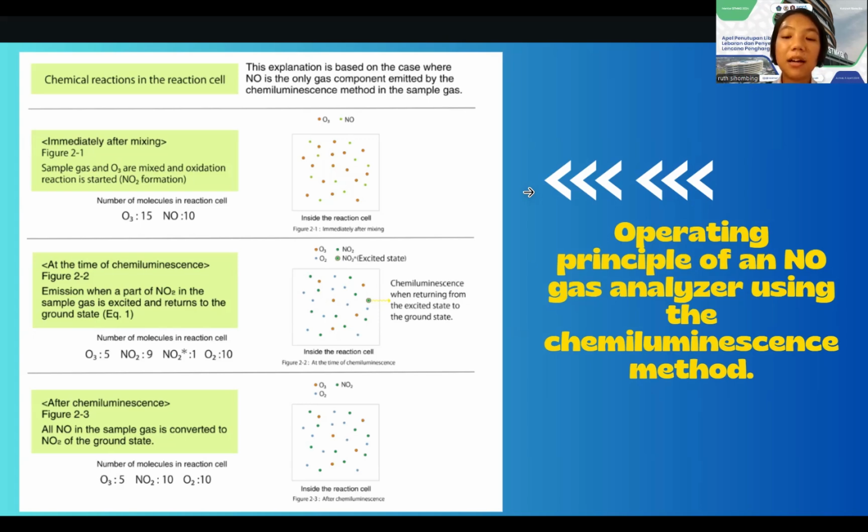The optical filter selects light by the chemiluminescence for the measured component, which enters the photodetector and is detected. The NO concentration of the measured component in the sample gas can be continuously measured with the processing of the photodetector signal. And the last, we can see figure 2.3. After emitting light, all NO in the sample gas is in its ground state NO2. In the chemiluminescence method, ozone must be supplied at a sufficient concentration with an appropriate flow rate to completely oxidize NO to the measured component.